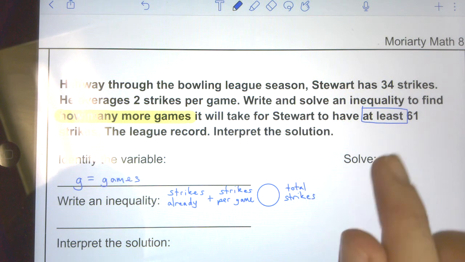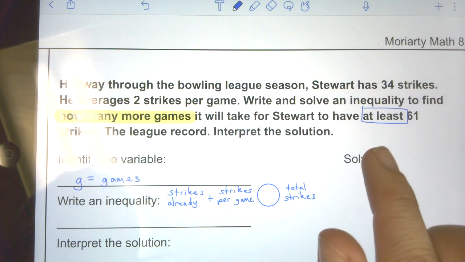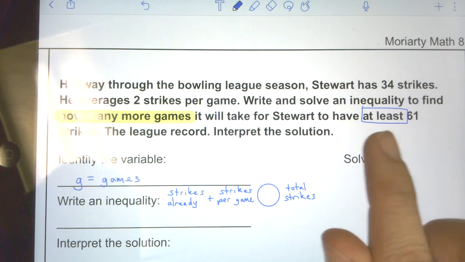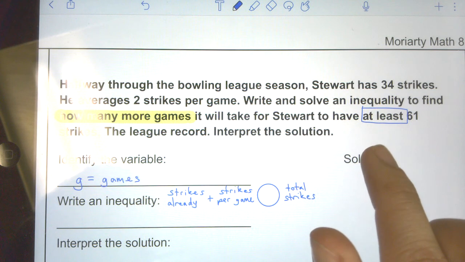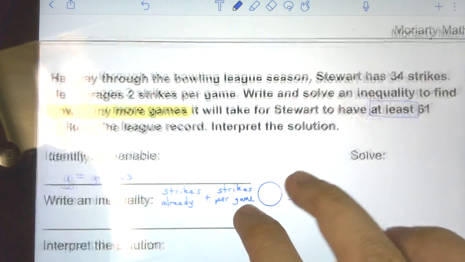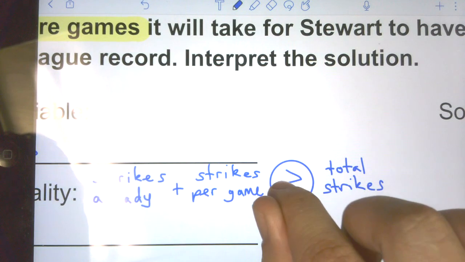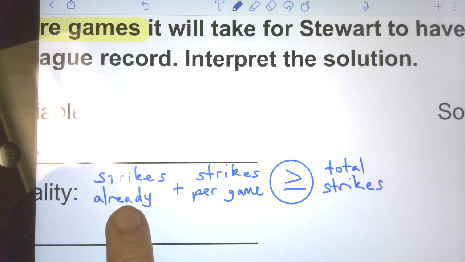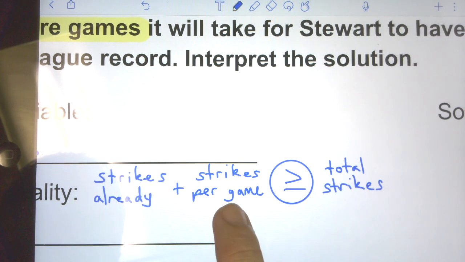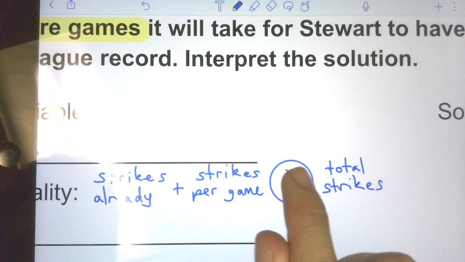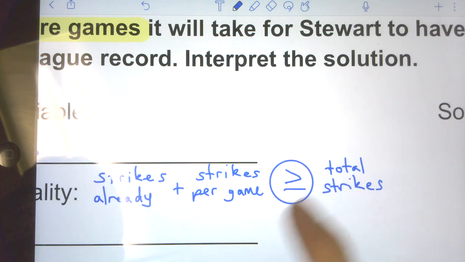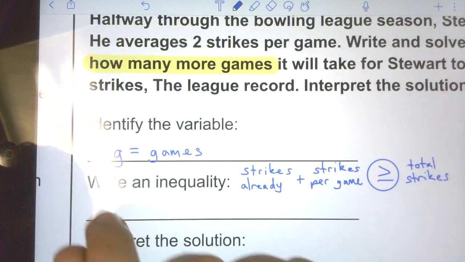If we want something that is at least, that means it's okay to get that amount, but at least means it's also okay to get more. So I'm going to use greater than or equal to. So his strikes that he already has, plus the strikes he averages per game, can be larger than or the same as total strikes. So that's what we'll do.